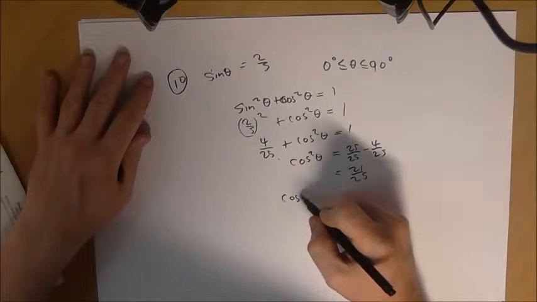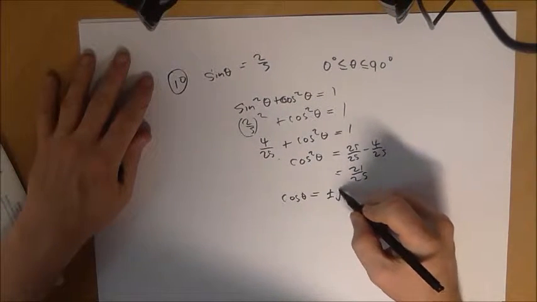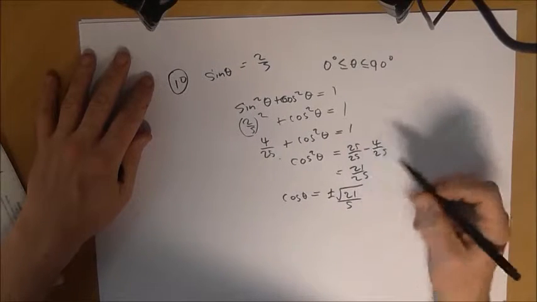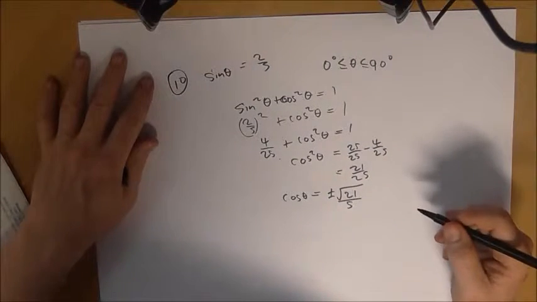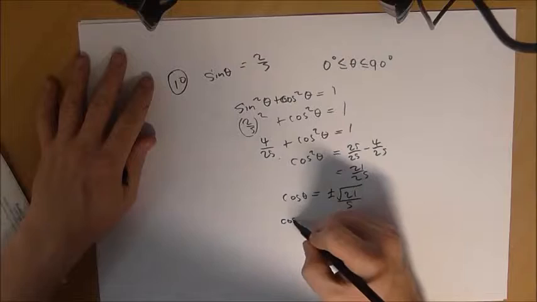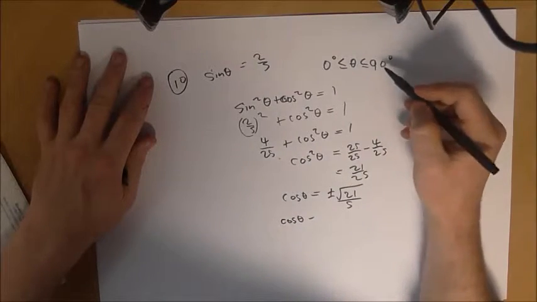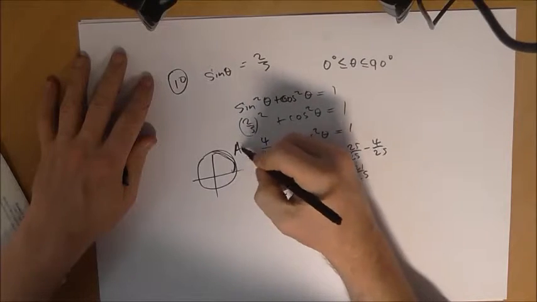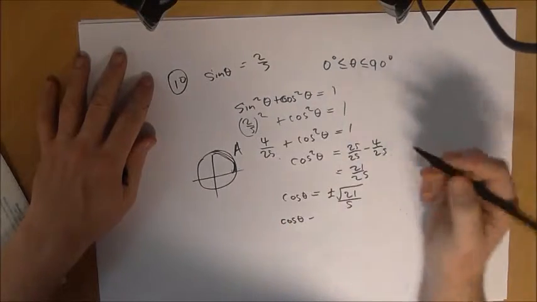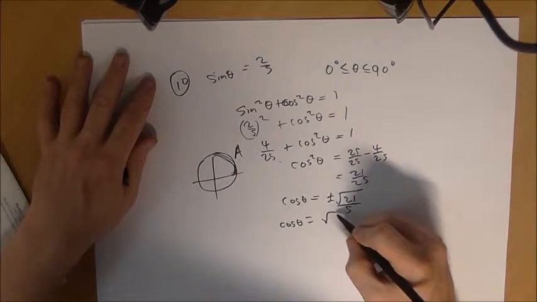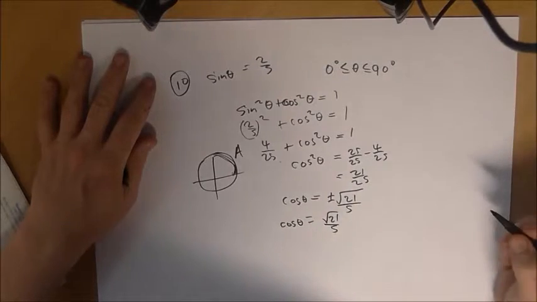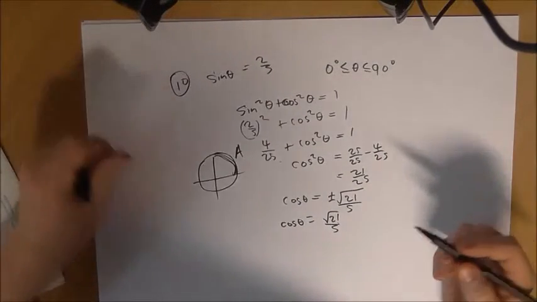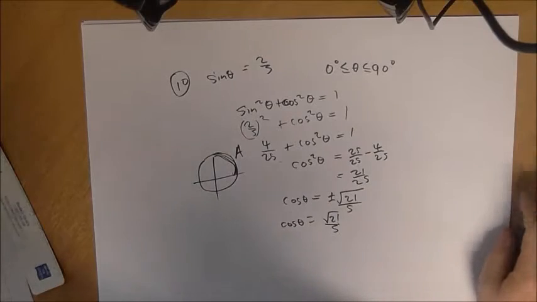So therefore cos theta was plus or minus the square root of 21 over 5. Square at the top, square at the bottom. But because theta was acute, it's got to be around there. All three of sine, cos and tan are positive there, so cos certainly will be. And so that's the final answer. That's question number 10.